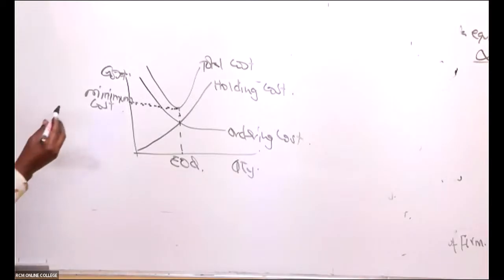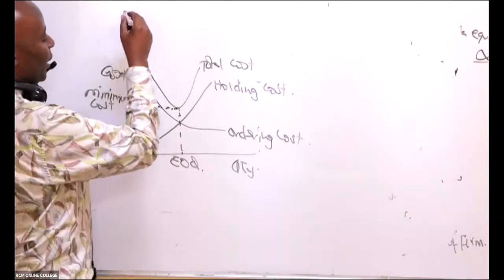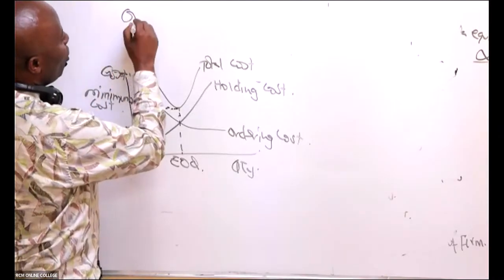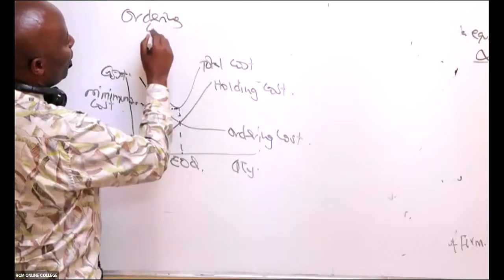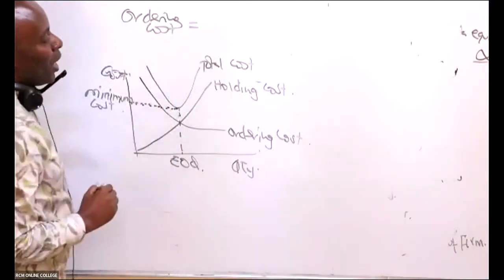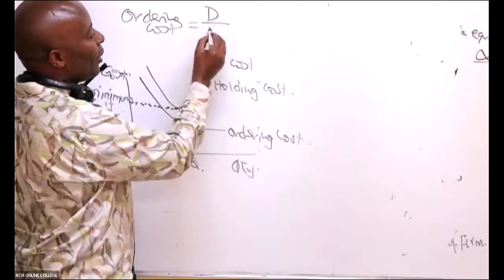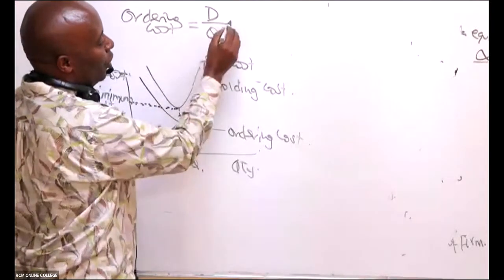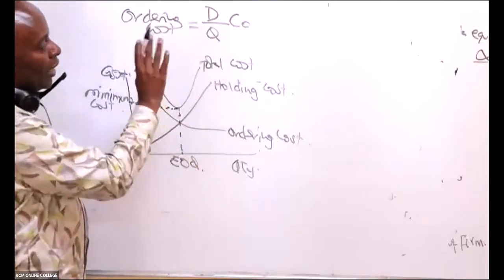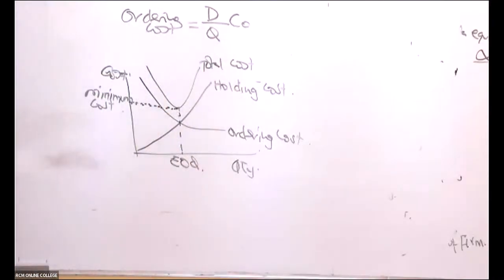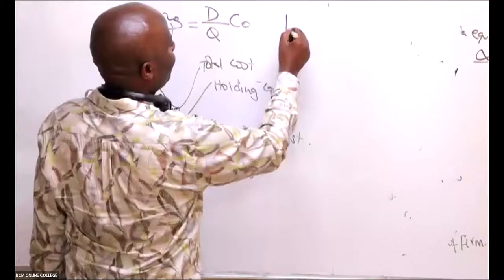Great. Then I would want us to write the formula for getting ordering cost. How do we get ordering cost? We look at the number of orders. We say it is D over Q times cost per order. Just write it like that. Ordering cost equals D over Q times cost per order.